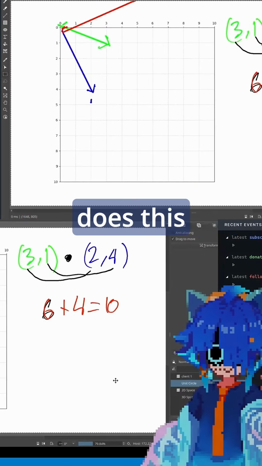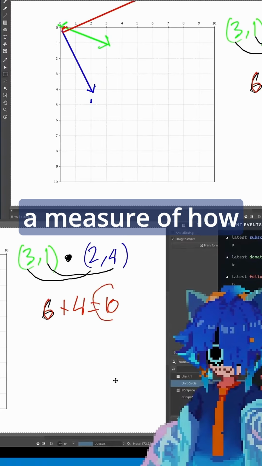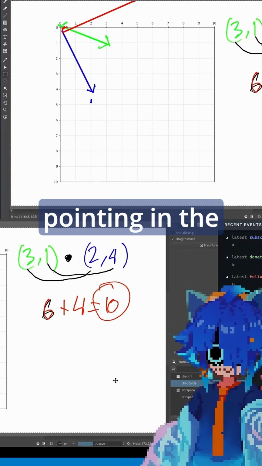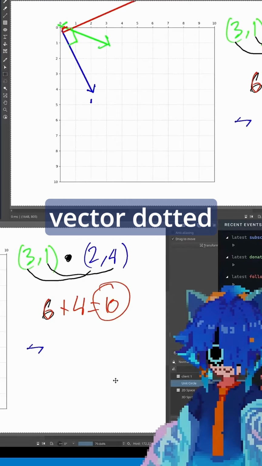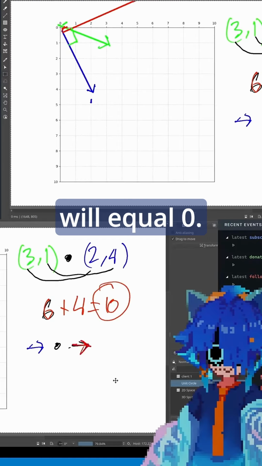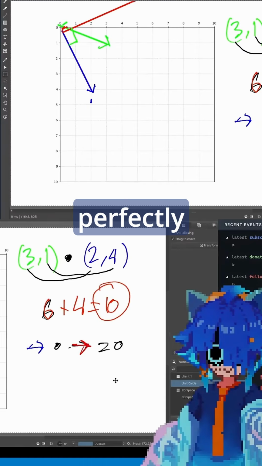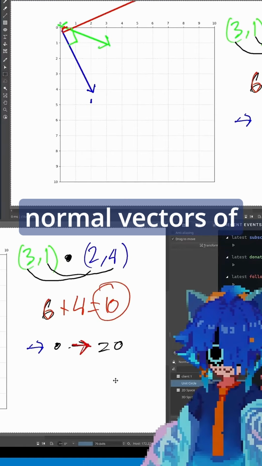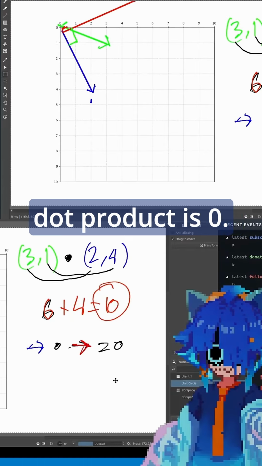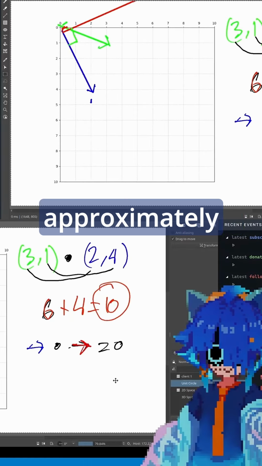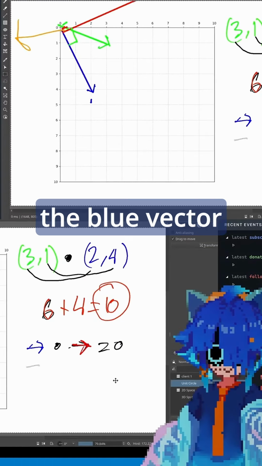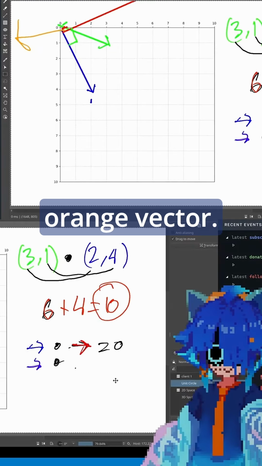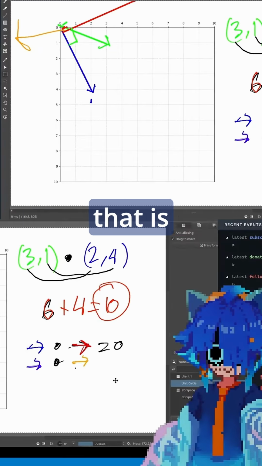So what the heck does this 10 mean? Well, this 10 is a measure of how much these two vectors are pointing in the same direction. If two vectors happen to be pointing perfectly perpendicular to each other, the dot product of the blue vector dotted with the red vector will equal 0. So if they are normal vectors of each other, the dot product is 0. And if they happen to be pointing in approximately opposite directions, say this vector, the blue vector dotted with the orange vector, that should give us a number that is less than 0.